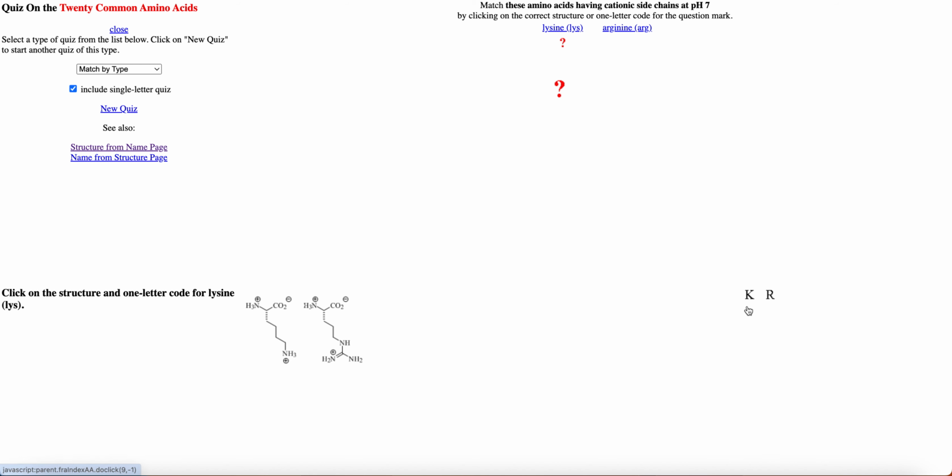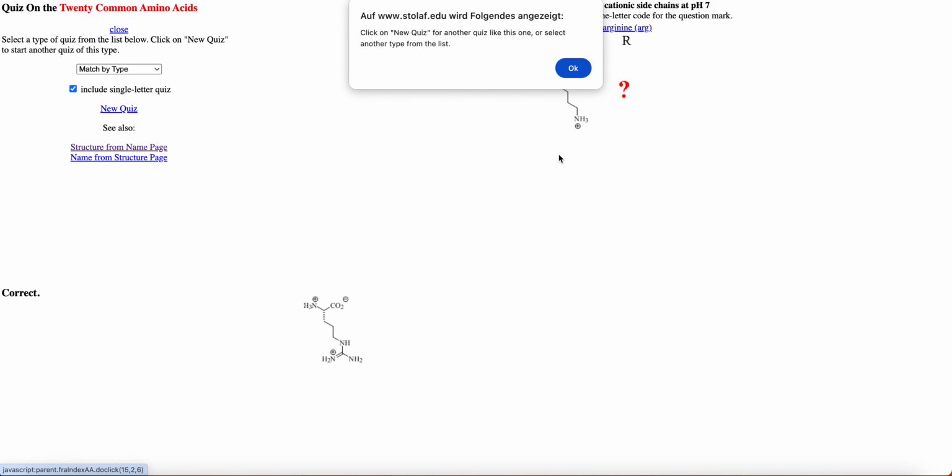Lysine, what do you think? K or R? No, K. And lysine is basic. Arginine is also basic, but it has multiple NH.